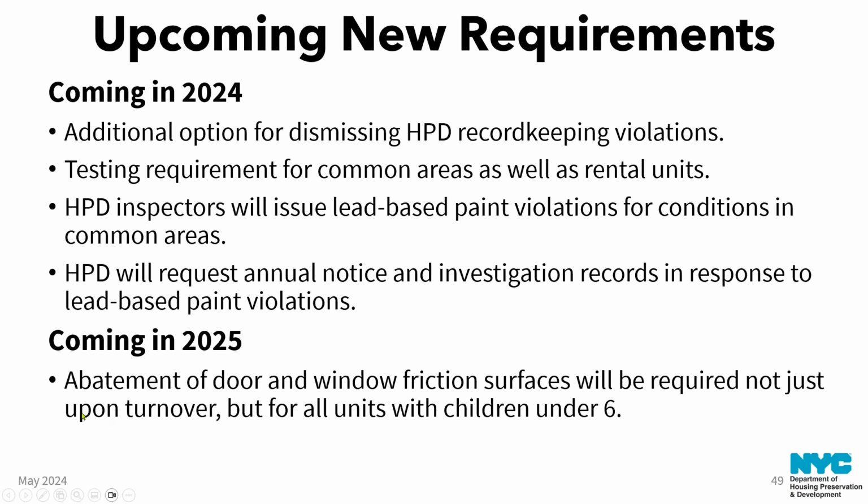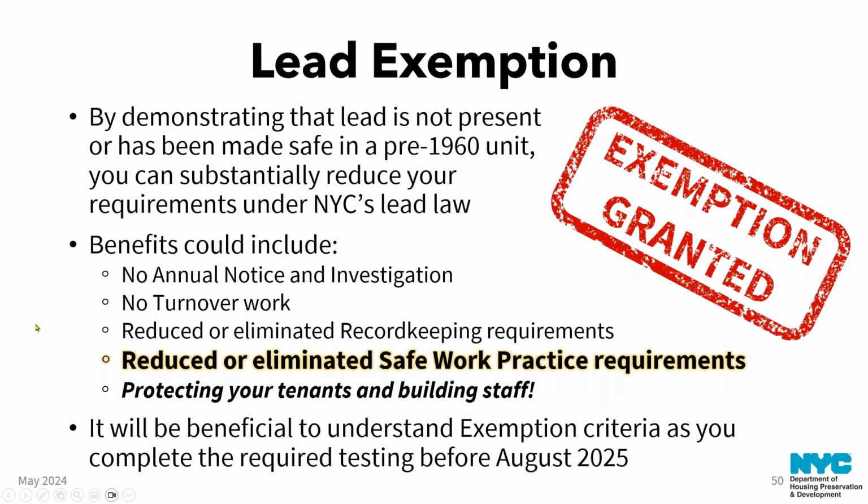There's another one expected in 2025, where the requirement to treat door and window friction surfaces is going to be expanded. Currently, it's required whenever the apartment is vacant, but it's going to expand to include any unit with a child under 6. So that's going to be non-vacant units, and those surfaces will have to be abated, which again is the solution that involves permanent elimination of the issue.